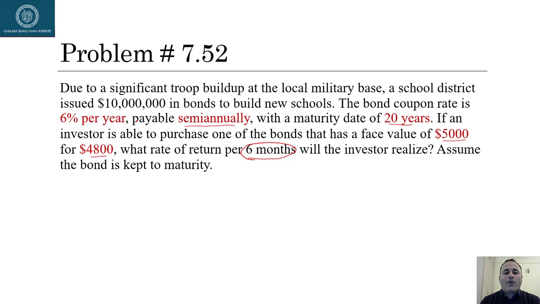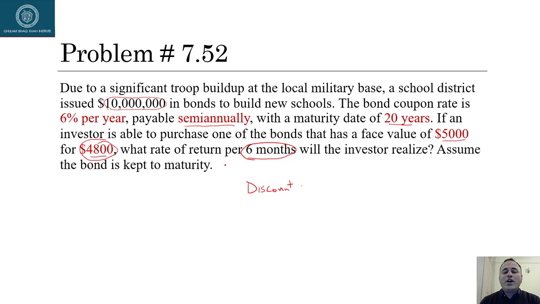Okay, so everything in the red is the information that we would like to use in our analysis. This $10 million is none of our concern. So a municipality is trying to raise $10 million through bonds. One of the investors bought a bond whose face value was $5,000, but the investor paid only $4,800. So actually the bond was sold at a discount.